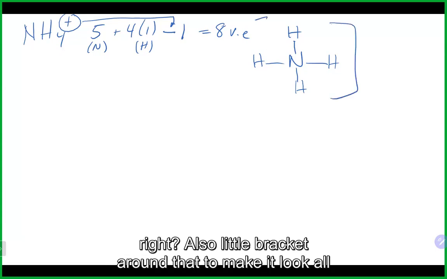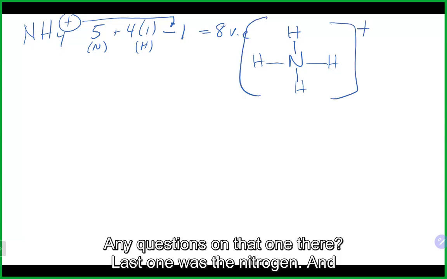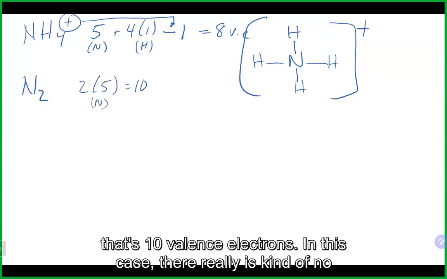Also a little bracket around that to make it look all chemistry like there, with a positive charge on the outside. Any questions on that one there? Last one was the nitrogen. And in this case, we have 2 times 5, which is our nitrogen, and that's 10 valence electrons.